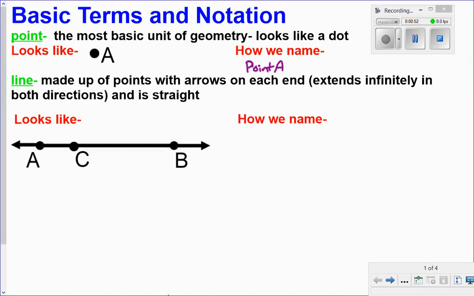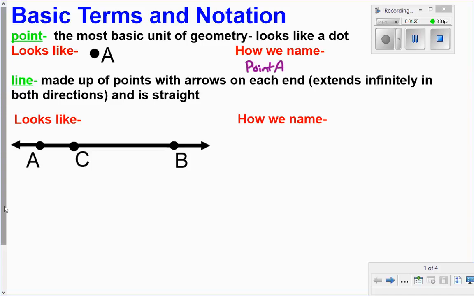The next term that we're going to take a look at is a line. A line is made up of points with arrows on each end, which means that because of those arrows, the line extends infinitely in both directions. And of course, a line is straight, no curves. And we can see here what a line looks like.